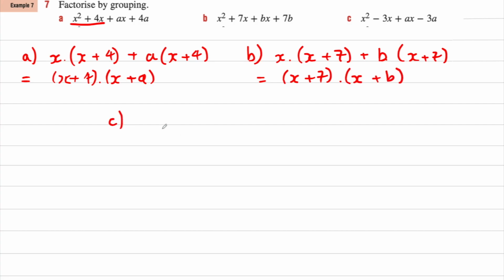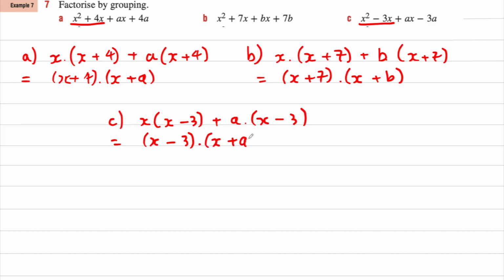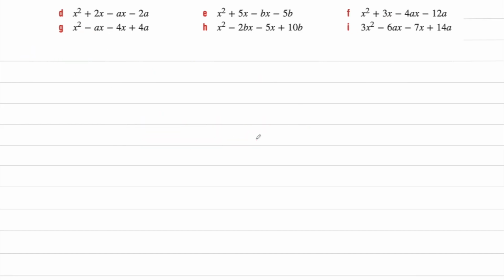The next one you got C. For the first two terms, x squared and 3x, x will be outside, x minus 3, and plus a, x minus 3 here. And x minus 3 multiplies with x plus a, like this one. Yeah, that is question C.